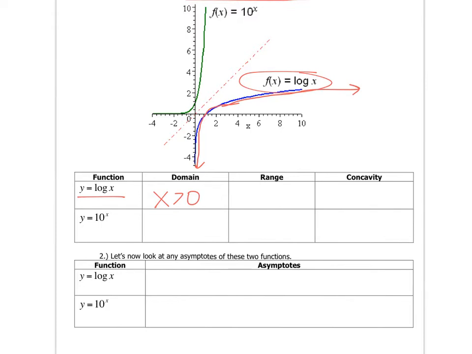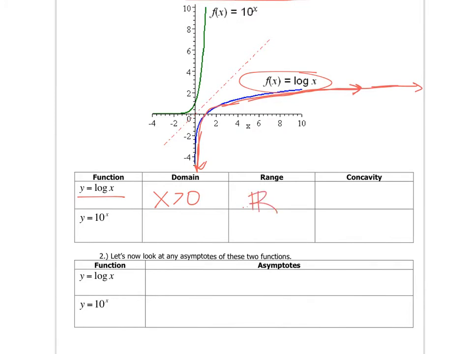The range, however, although it looks like it's flattening out, is slowly getting bigger in the y values and then goes down towards negative y values. So the range of this is all real numbers. Actually, let me just use the symbol here.